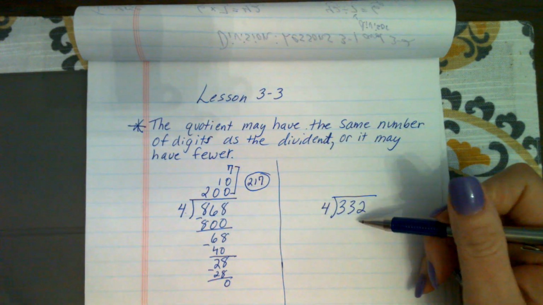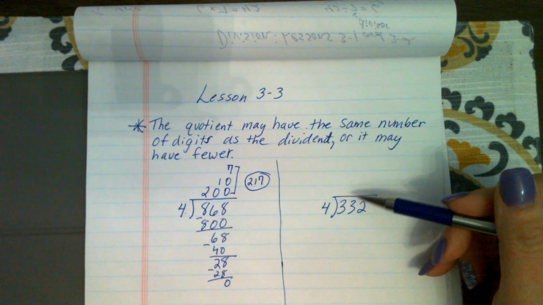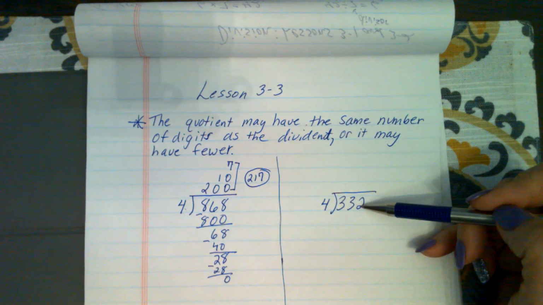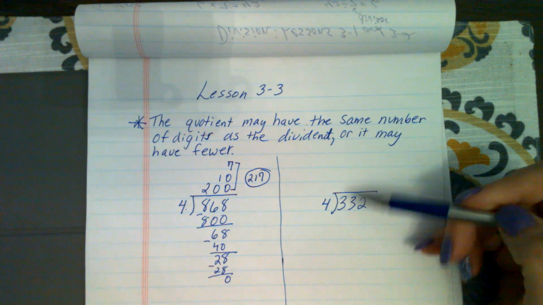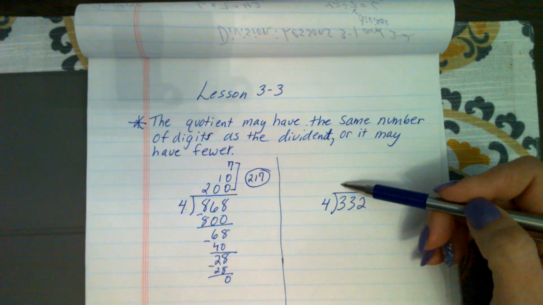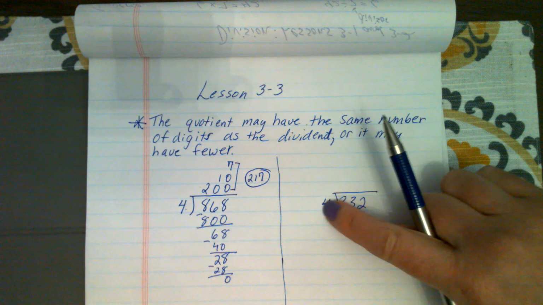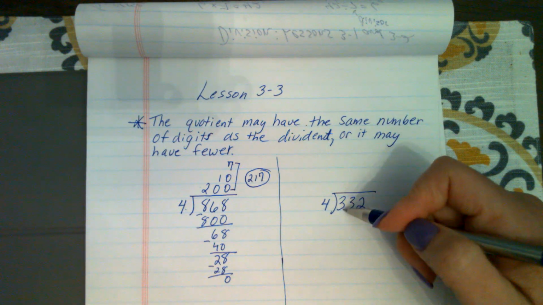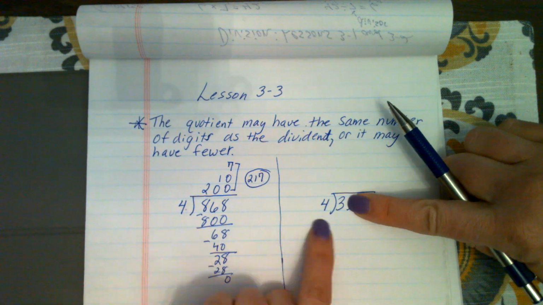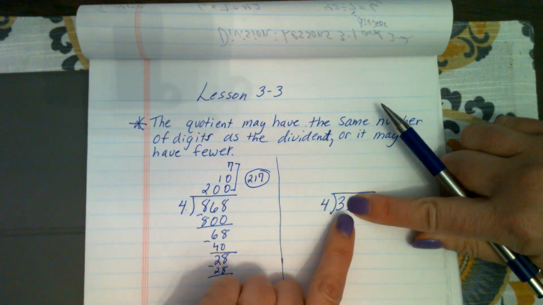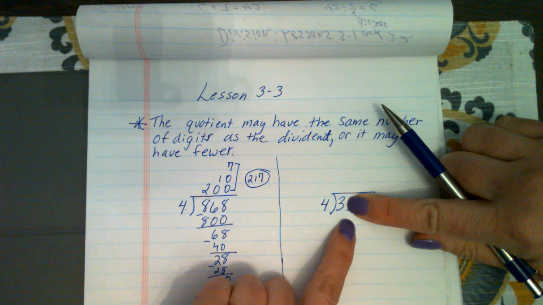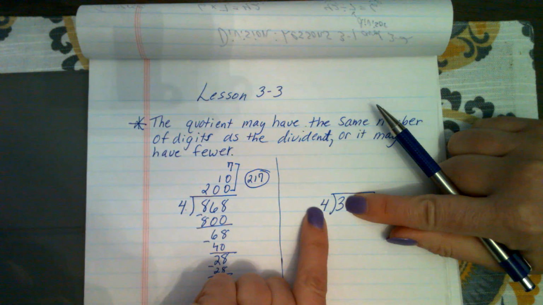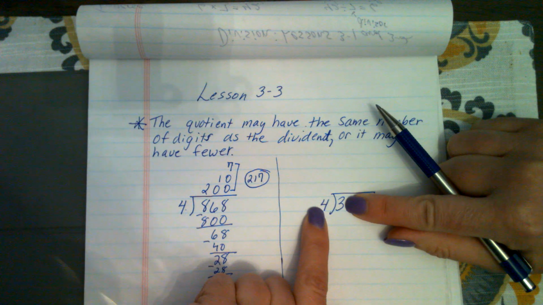Let's look at another example where we're going to have fewer digits in the quotient than in the dividend. So we have, again, a dividend with 3 digits, but do we have 3 digits in our quotient? Let's see. How many 4s are in 332? Well, my largest place is hundreds. I'm going to check how many 4s are in 3. Now, wait a minute. If I only have 3 of something, can I make a group of 4 of those things? Now, it doesn't matter what that is.